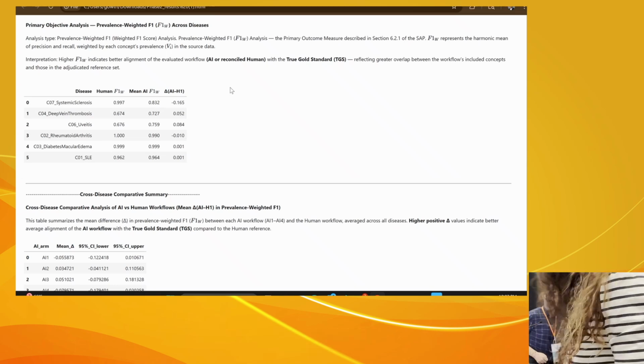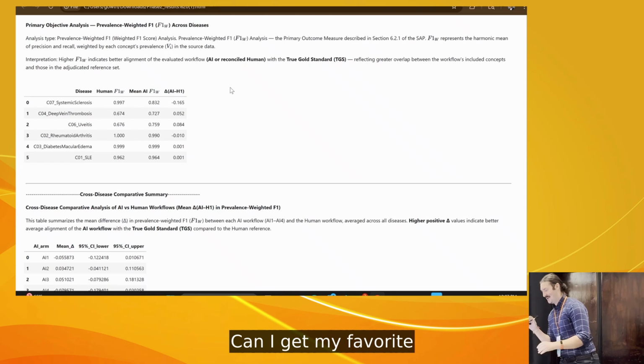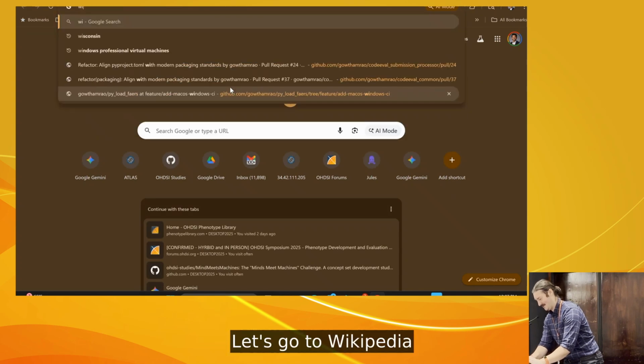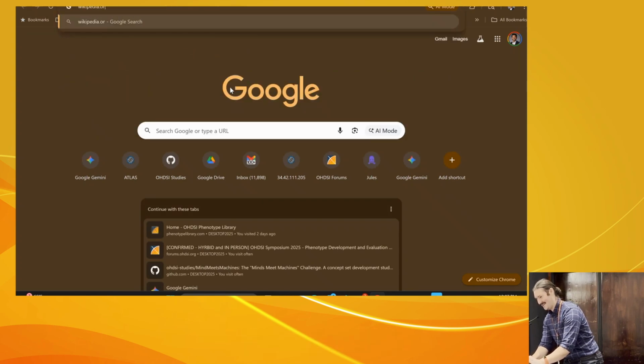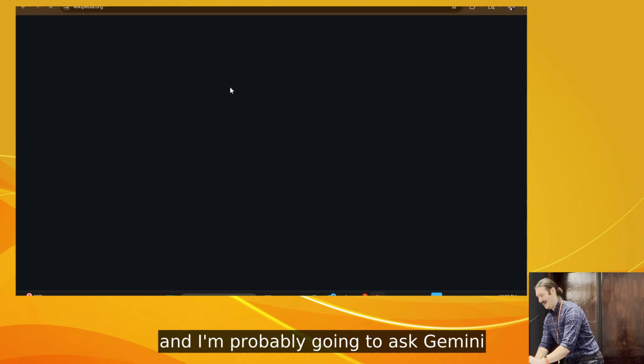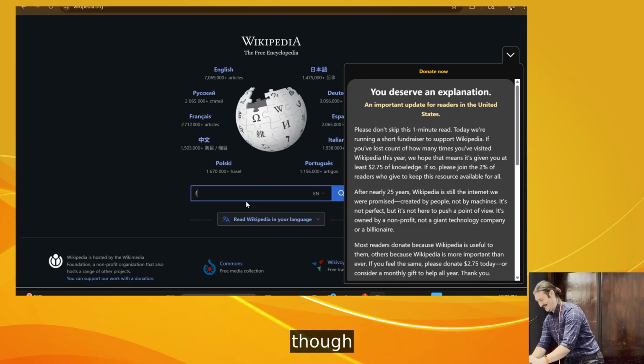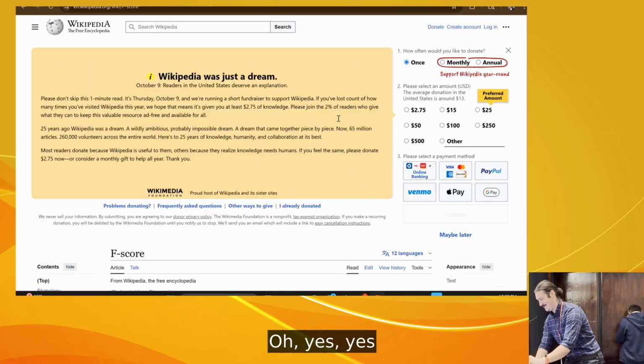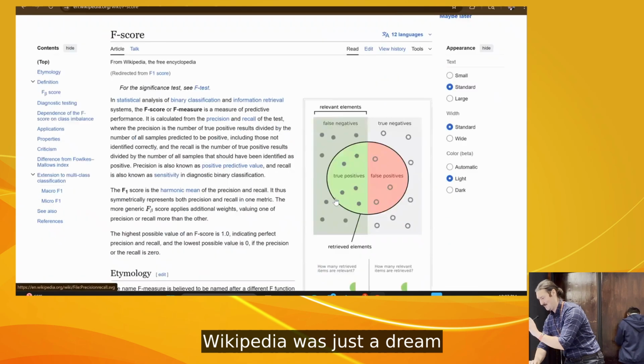Okay. You know what? Can I get my favorite? Can I open a new tab in here? I'm going to do that. Let's go to Wikipedia, and I'm not going to ask Gemini. No, I want to, because they have the best diagram. Oh yes, Wikipedia was just a dream.